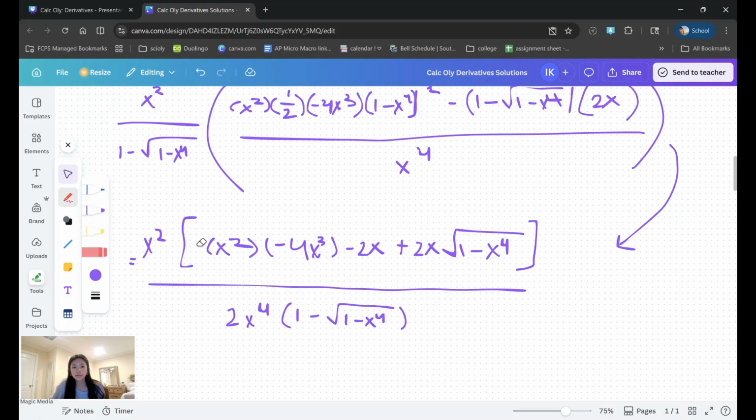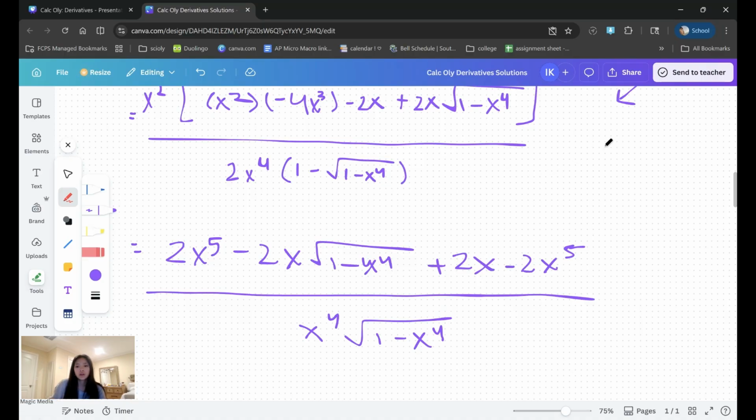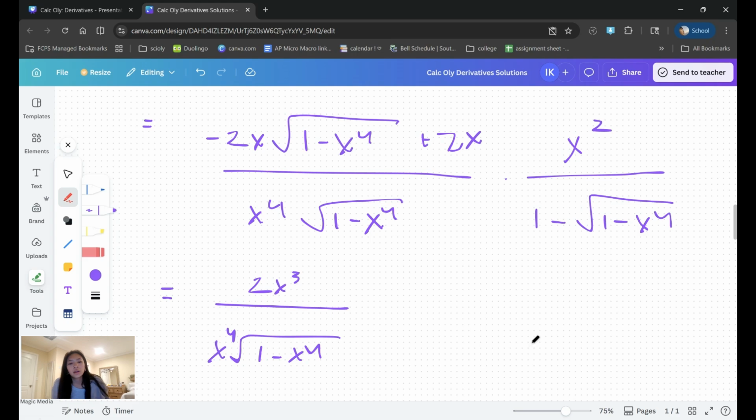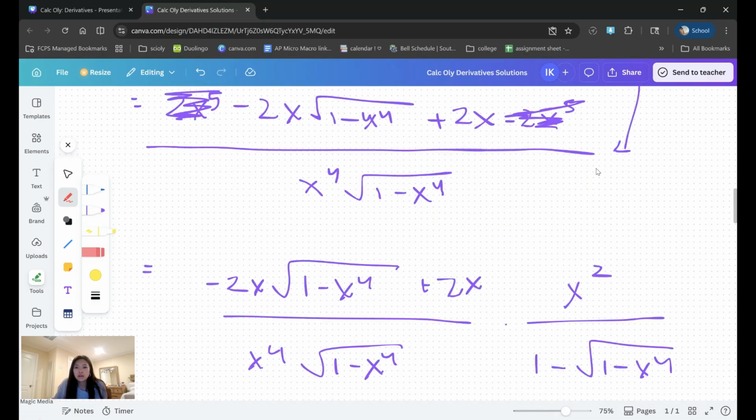So this is what it looks like simplified, and I'm going to further simplify this. When you simplify this out, you're going to get this equation right here. And you can take out an x from this right here. So I put in this chain rule part again. And that is going to simplify to 2 over x times the square root of 1 minus x to the 4th. And so we just proved that the entire derivative is equal to this number right here.